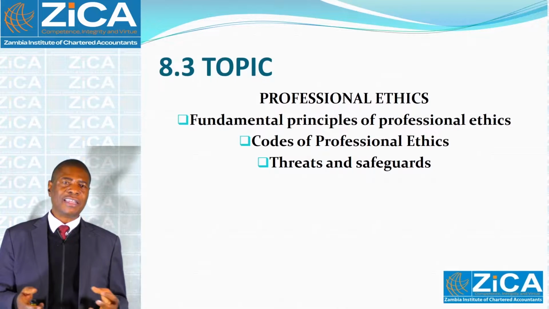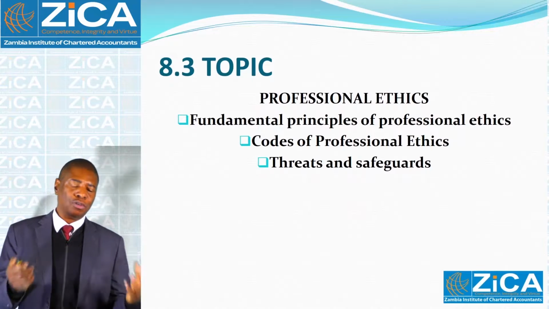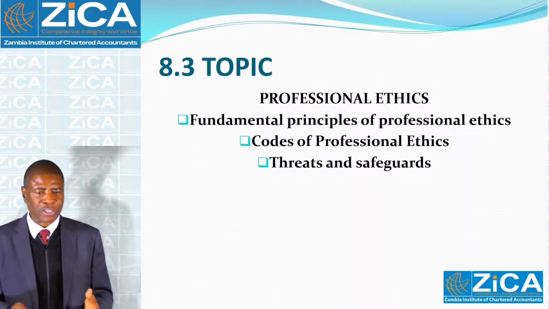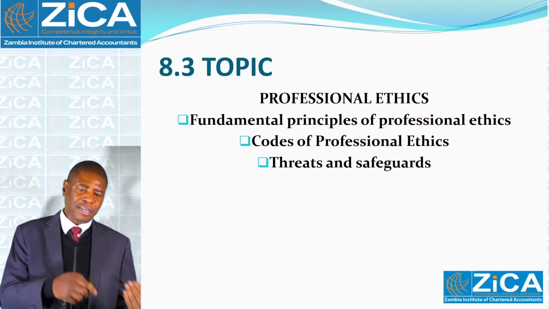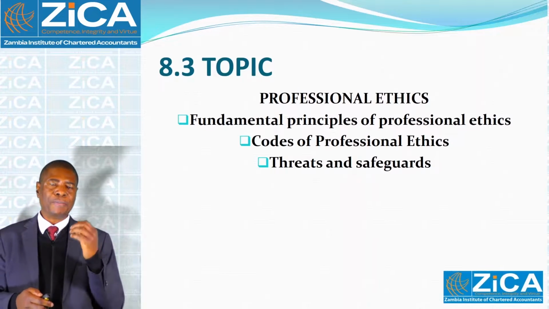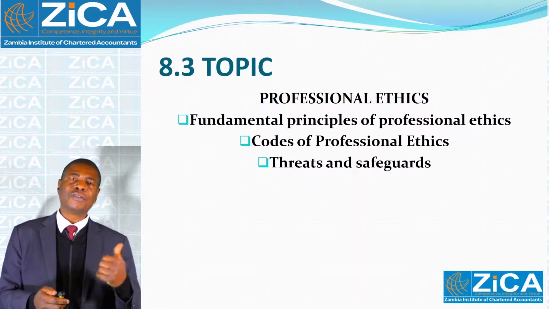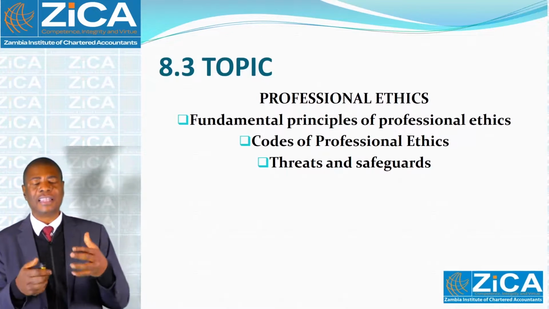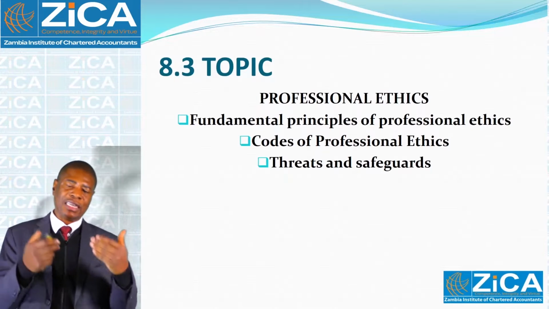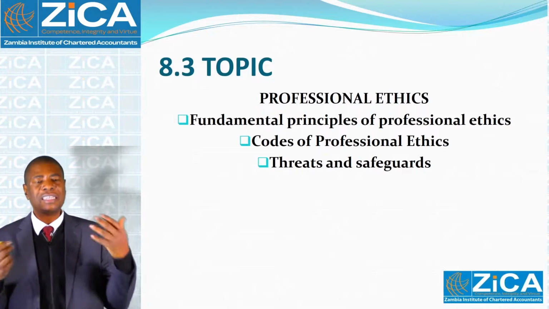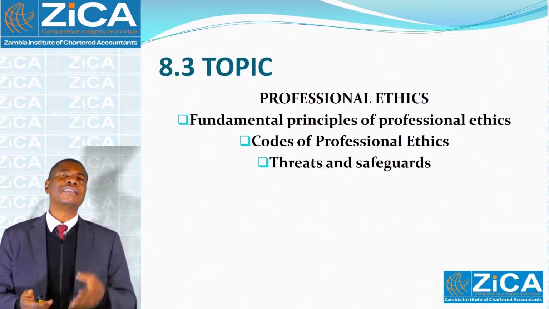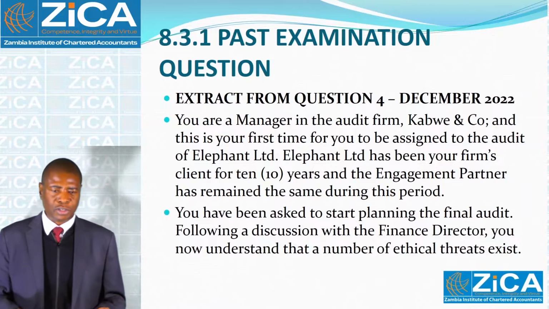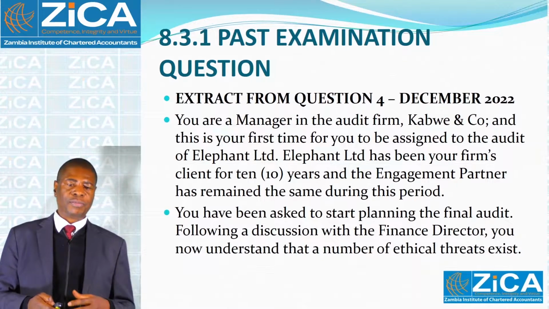Now, because we are not living in an ideal world, there are threats. So again, the codes of professional ethics warn you that there could be threats. As an accountant, you should have the ability to identify the ethical threats and evaluate them, whether significant or not, and then apply the necessary safeguards to mitigate them. If there are no safeguards, you can actually decline, but decline is not always a proper safeguard. So there's a question picked from December 2022 about ethics.